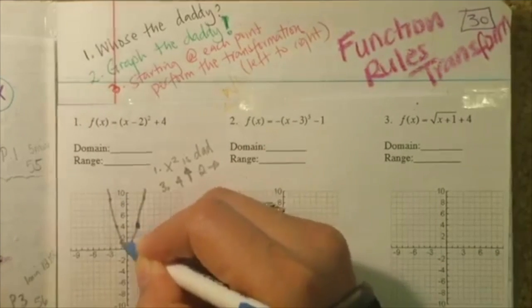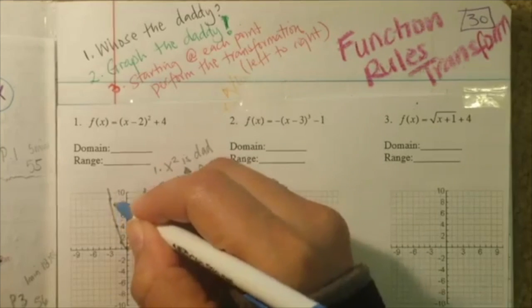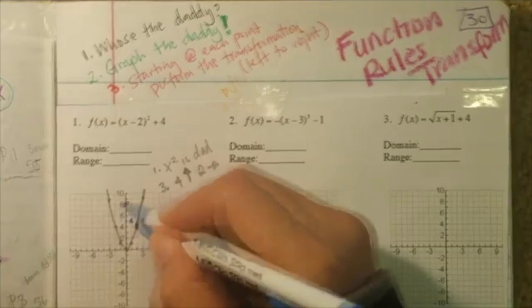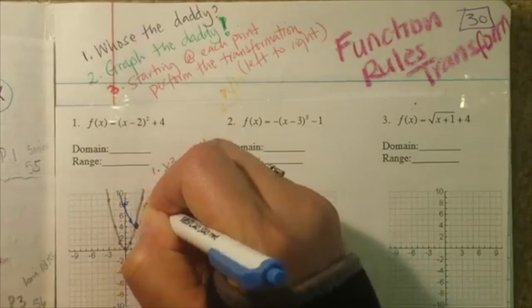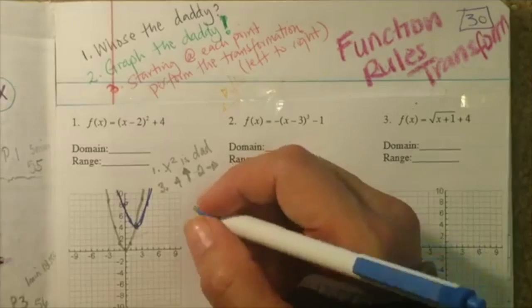Then count each point. 4 up and 2 right. 4 up and 2 right. 4 up each point and 2 right. And now once you've done each point, just go ahead and graph your new function, and that is that function.